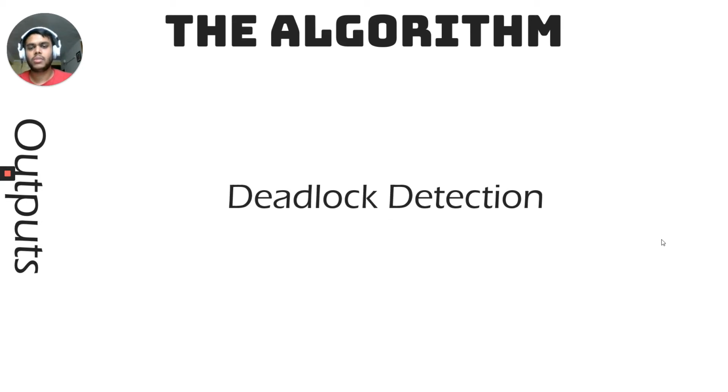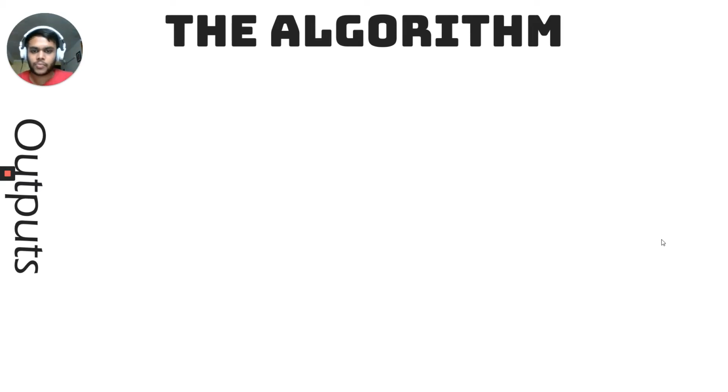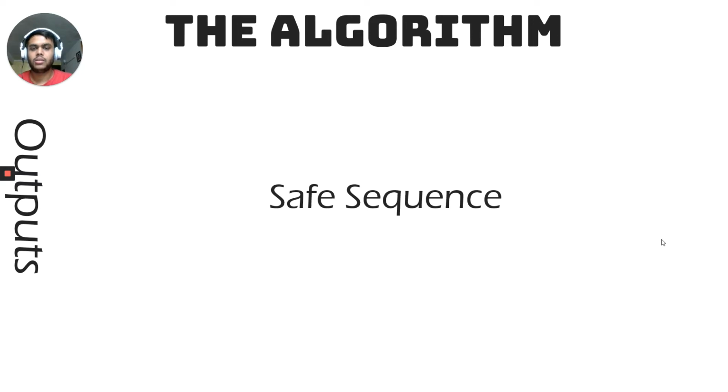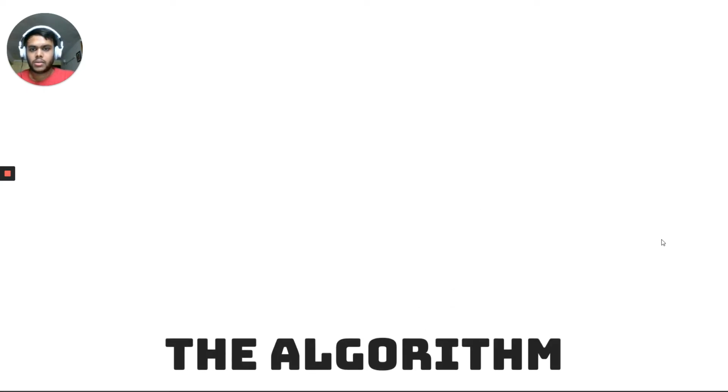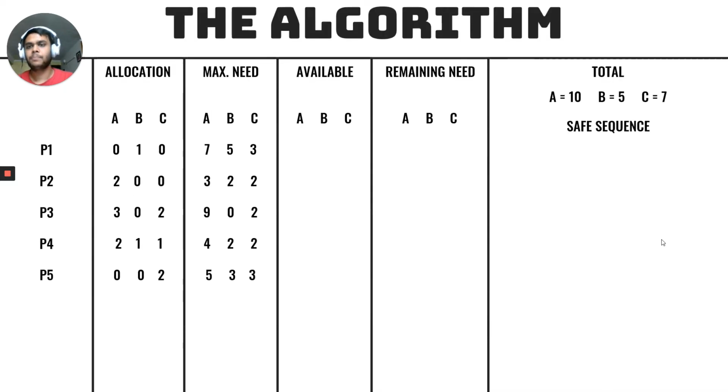After the algorithm, it will detect if deadlock is there or not, and if it is not there, it will give the safe sequence, in which order the processes should be executed so that deadlock could be avoided. We'll get to know that. So here's the process.